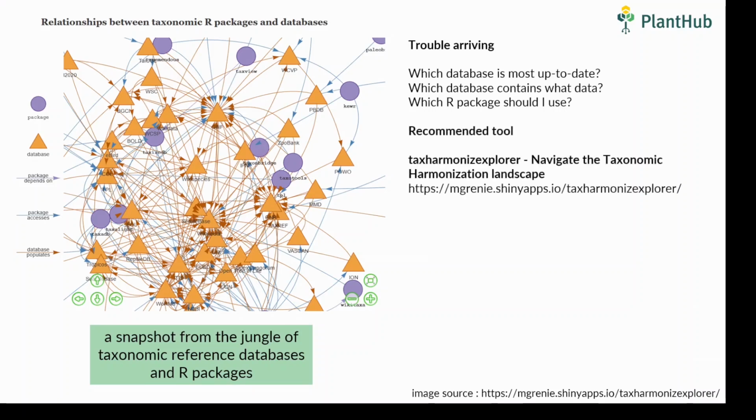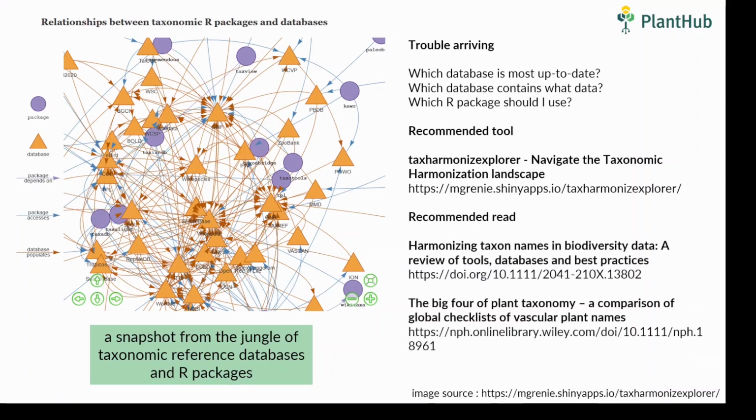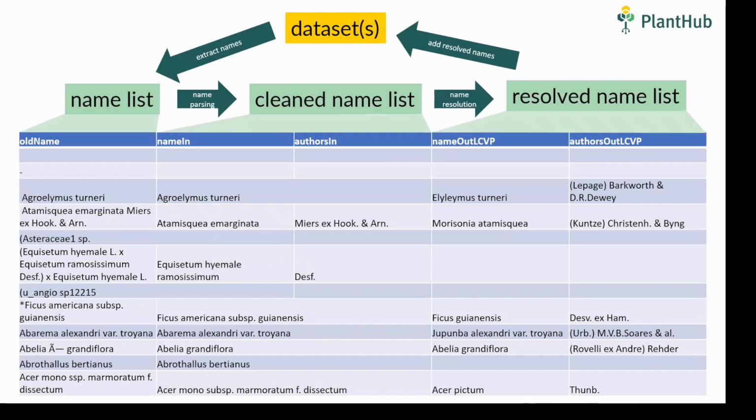In case you really want to find out for a very specific taxon what you should do, you can have a look at this publication that Matthias Grenier has provided. And you can also read a bit on the background of name harmonization in these recommended reads. But there is fortunately the one tool that we can use, and this is one from GBIF, and we will do this in a minute.